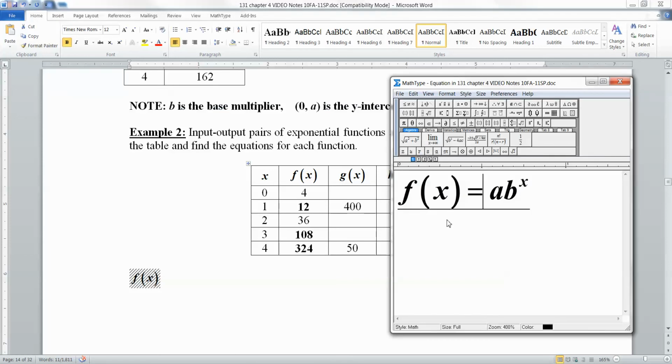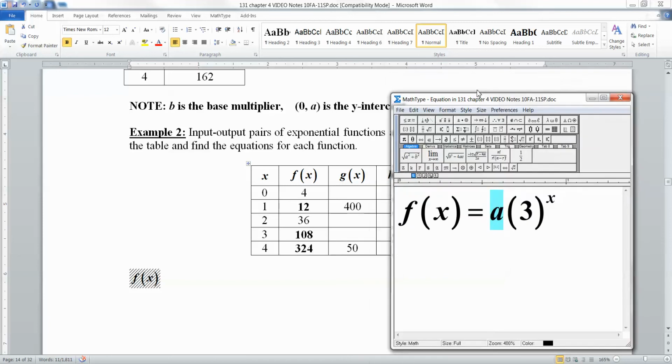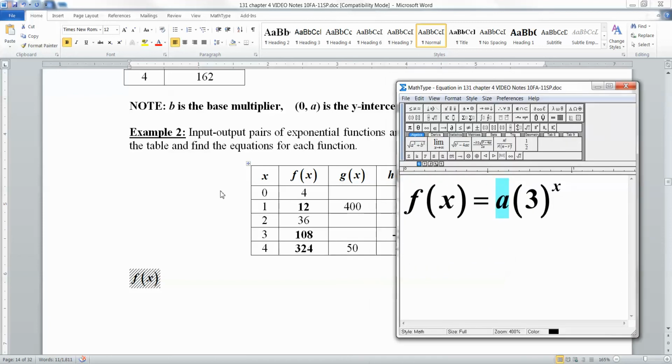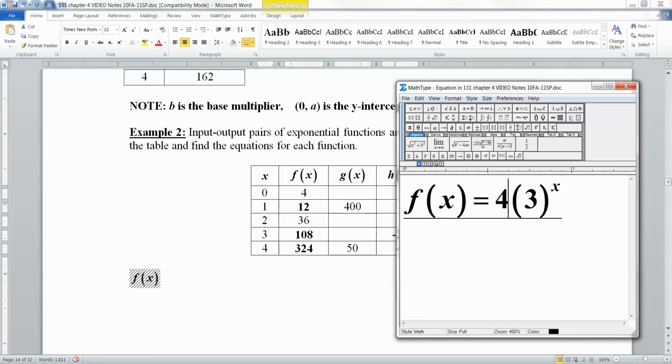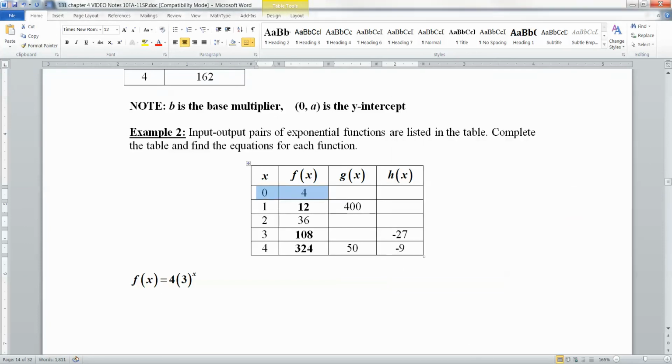So when you look, you say, okay, as I move down this table one by one, what happens? Times 3, times 3, times 3. That means that your base is 3. And a is your y-intercept, so that means your y-intercept is 0, 4. So 4. There you go.